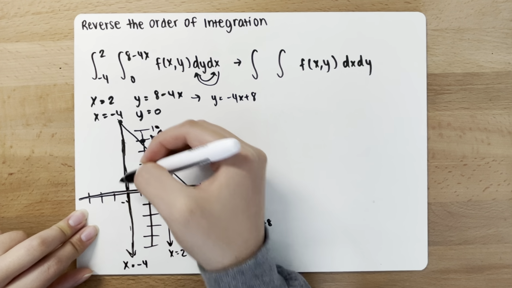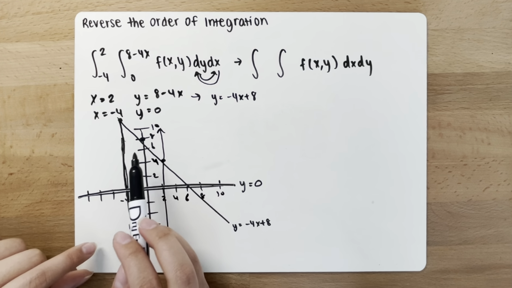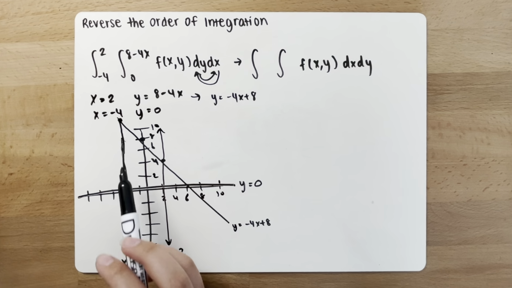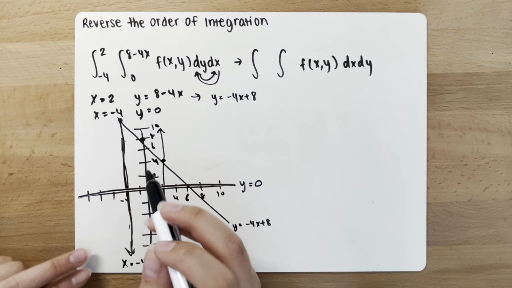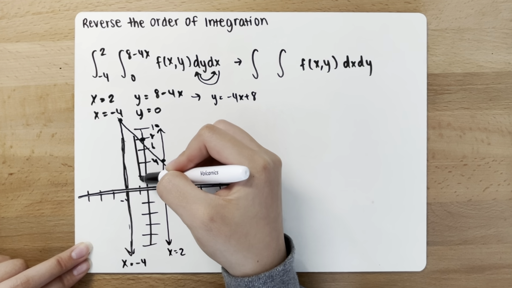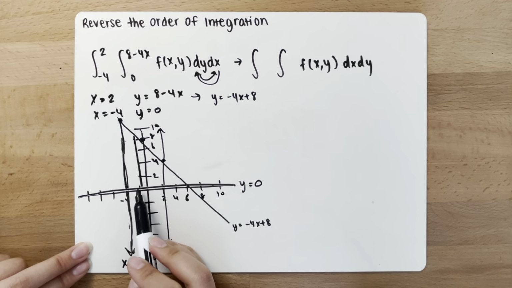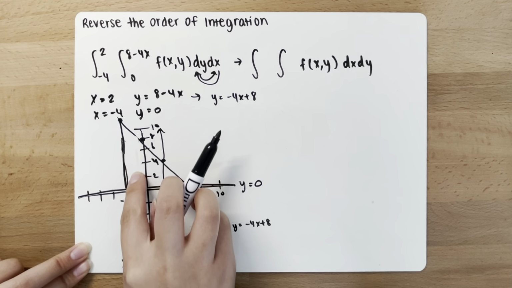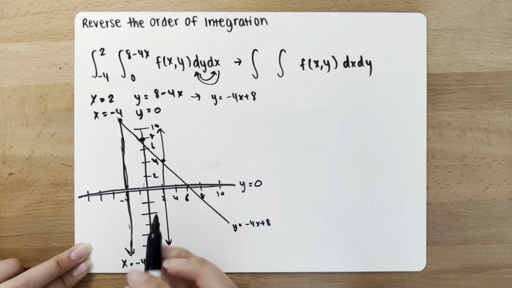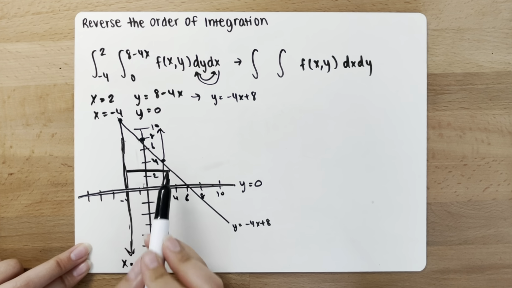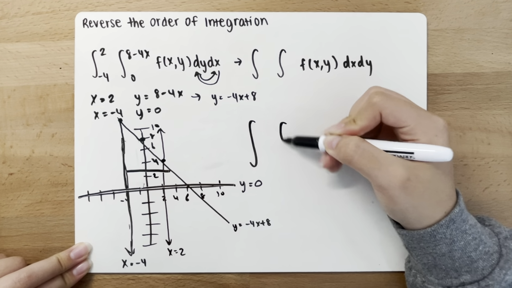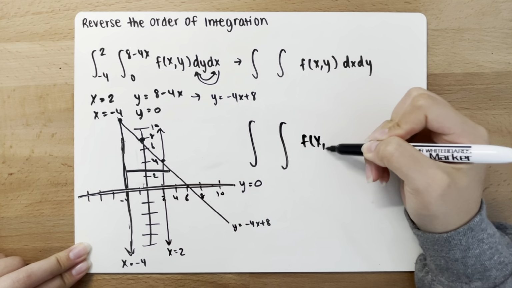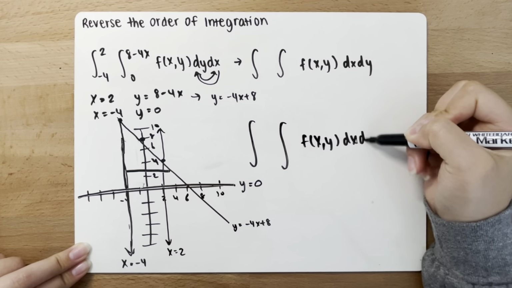Now, your region would be over here, this region. Initially, you had dy dx. So initially, you had a slider that goes up and down, sliding from left to right. Now, you are going to set up an integral with the slider going from left to right, going up and down. So set up your integral and write down the values, dx dy.